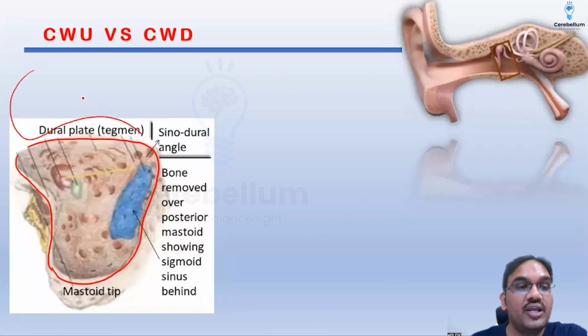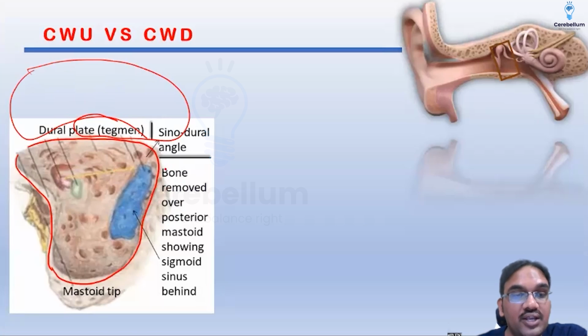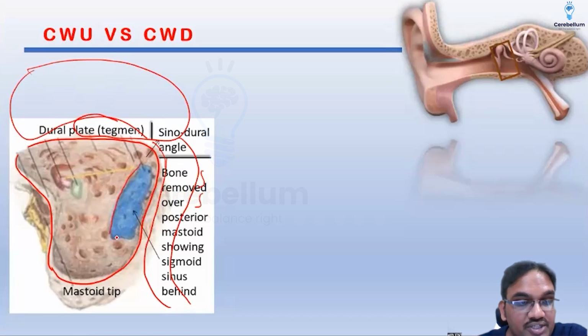Here, superiorly your brain will be there, right? Okay. Posteriorly, here your sigmoid sinus will be running like this, right? So here in the picture you can see a part of the posterior bony plate is removed to show you the underlying sigmoid sinus here, right? And this is the dural plate.